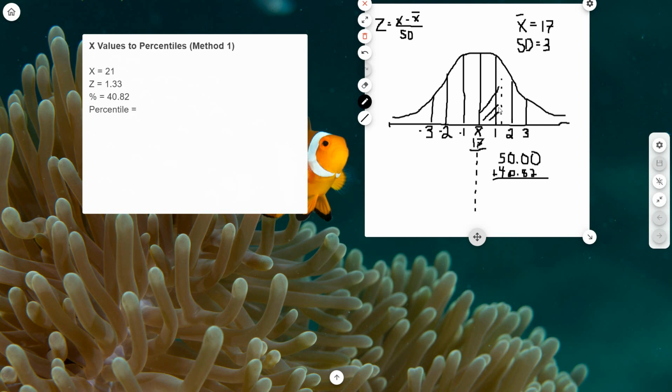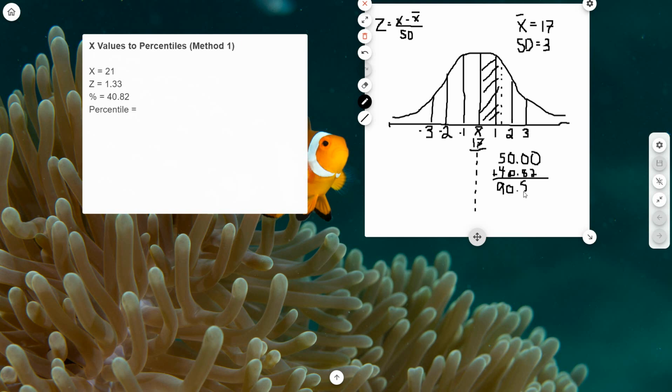And we already know that that's going to be 40.82%. So all we're doing is going from 0 to the midline, which is 50%. We already knew that. That's already there. And then we're going to add 40.82 to that, and it's going to give us the percentile, which in this case is 90.